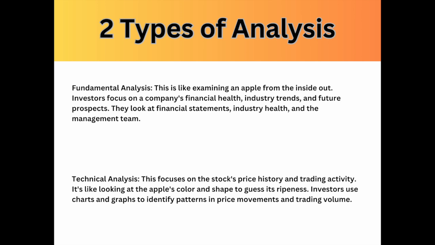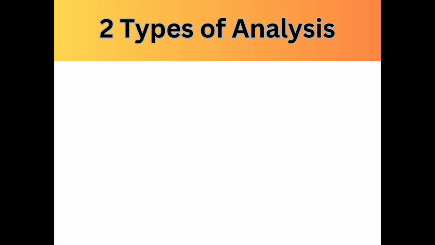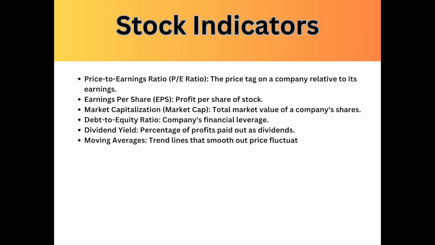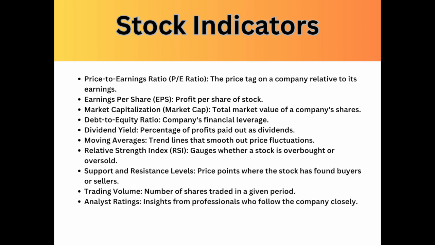So now let's start with the indicators. You have the PE ratio, the most common ratio, known as the price to earnings ratio. It's the price tag on a company relative to its earnings. Am I getting the right earnings for the price I'm paying for the stock? Second, you have earnings per share, which is the EPS. This is the profit per share of stock. So if I buy one share of this, how much profit am I going to get?